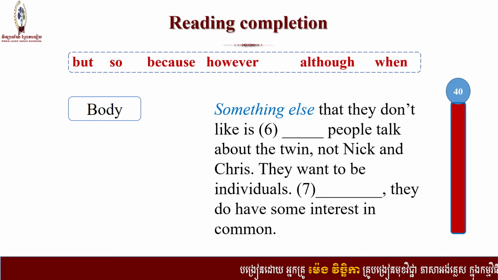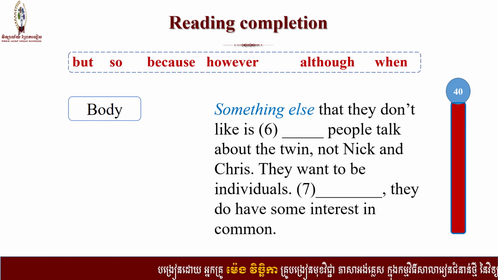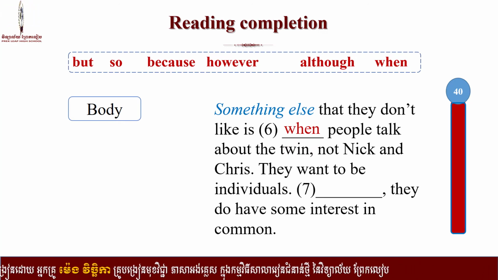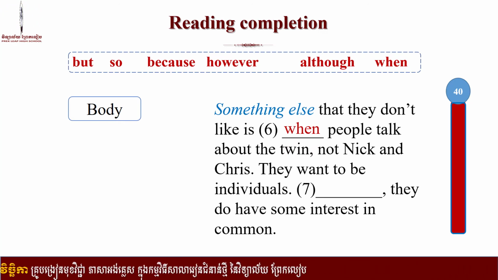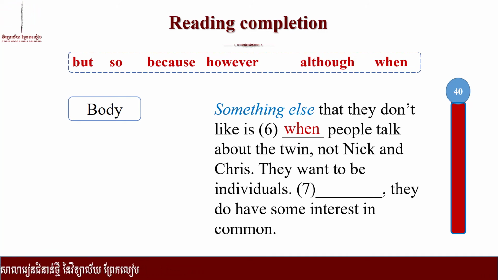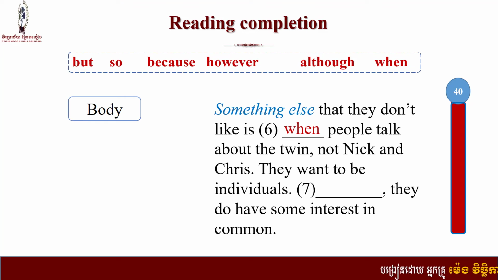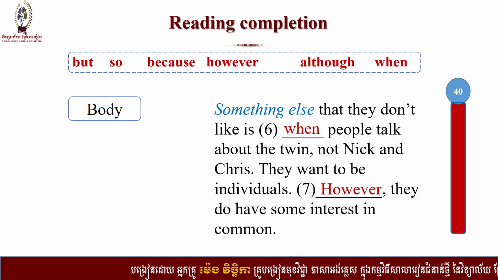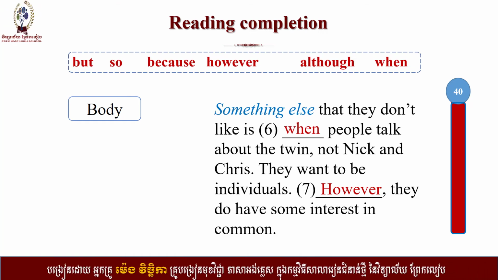Okay, so number 6, they don't like it when people talk about the twin because they want to be individual, so they hate when people talk about them not as Nick and Chris, but as twins. Okay, so they want to be individual. And number 7, they do have some interest in common. Okay, however, they have some interest in common.